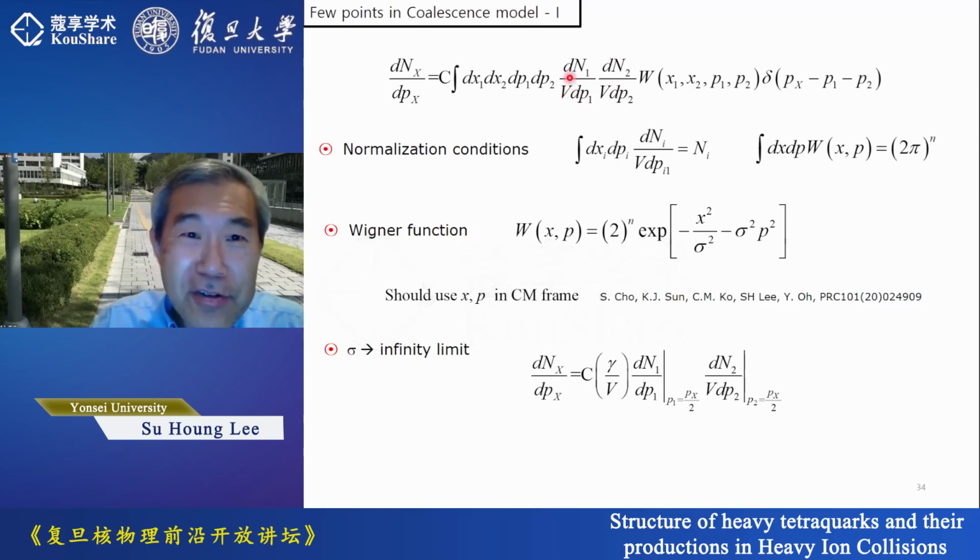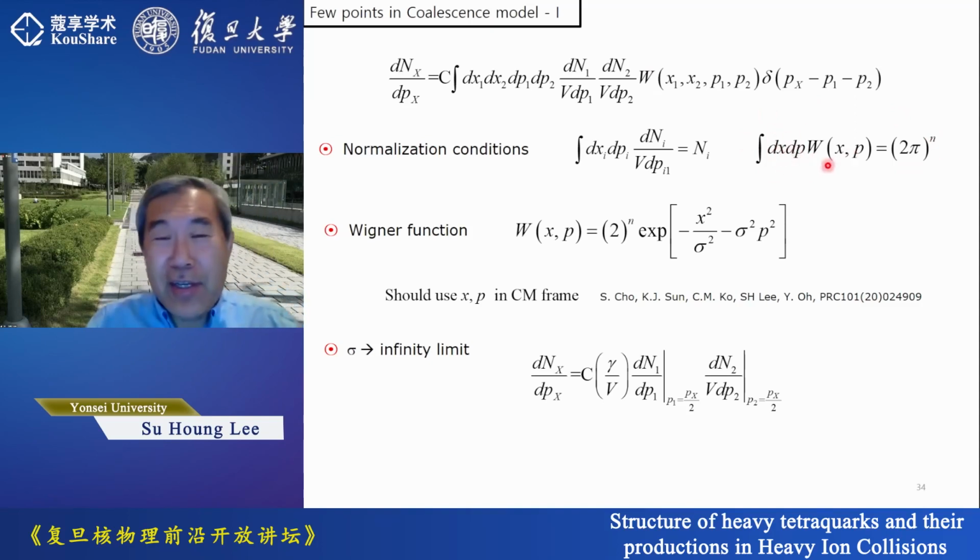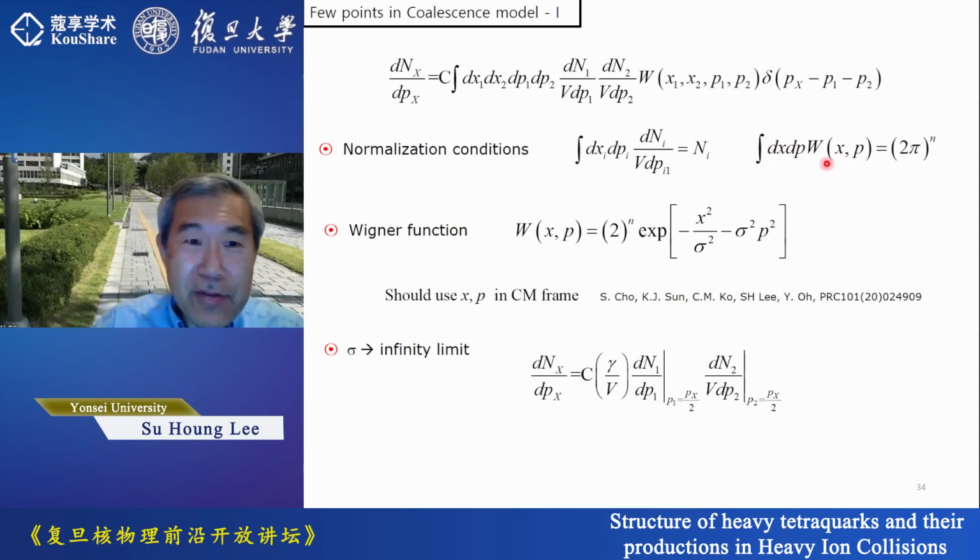So the normalization condition is that if you calculate over the phase space, it gives you the total number of the first constituent. This is the first normalization condition. Another important normalization condition is that when you use these Wigner functions, the Wigner function has to be normalized in the appropriate phase space. Phase space meaning momentum space and X space. If you don't do this, then you can get very varying predictions.